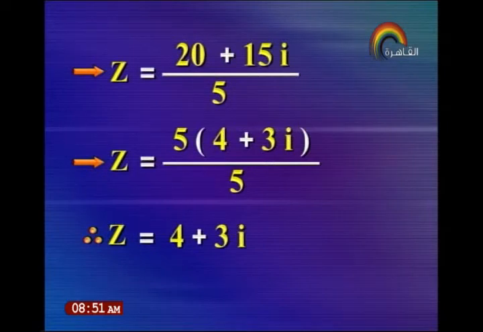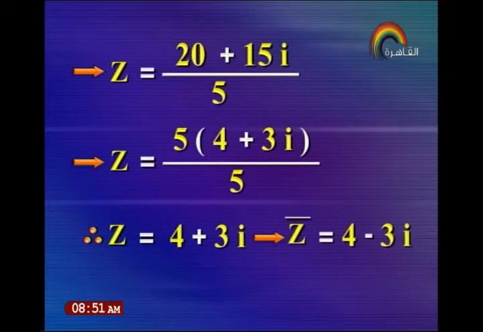This is the value of z. What is z bar? Equal 4 minus 3i. What do you mean? Conjugate. Z bar is the conjugate of z. Change the sign of the imaginary part only. Dear student, remember, if we have the complex number z equals 4 plus 3i, what is the bar or conjugate? We change the sign of the imaginary part only. 4 minus 3i is the conjugate of 4 plus 3i.